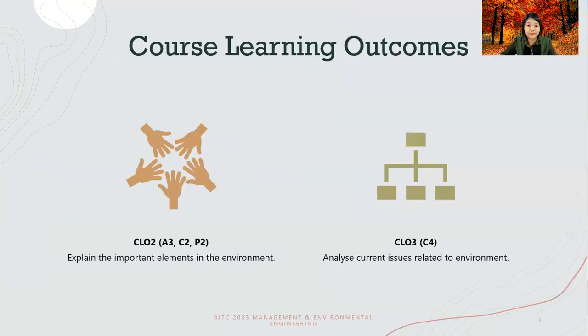Okay, all right. So for this chapter, the course learning outcomes are CLO2 and CLO3, which is to explain the important elements. So you have to know about the soil, and then analyze the current issues that relate to the environment. So you have to know how to analyze or identify soil pollution or anything else.